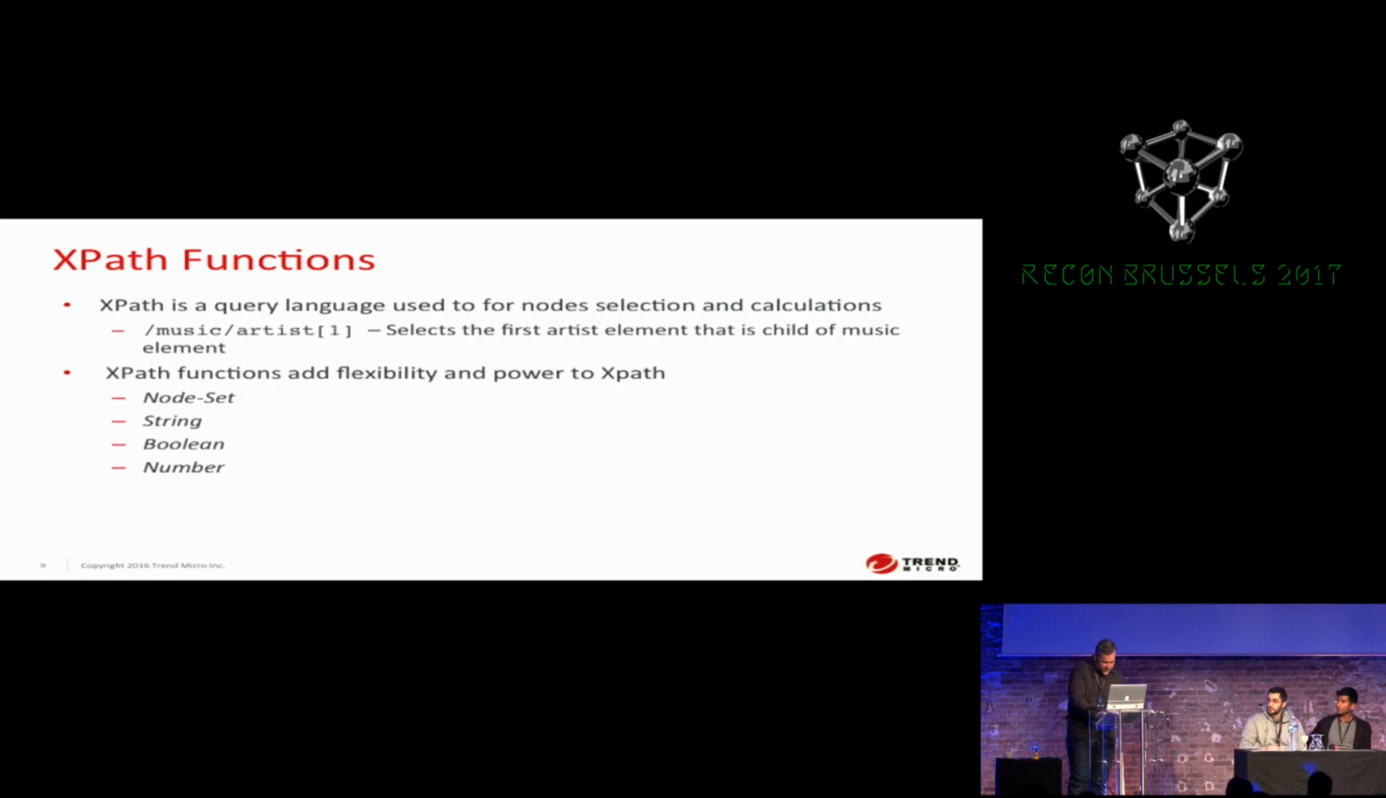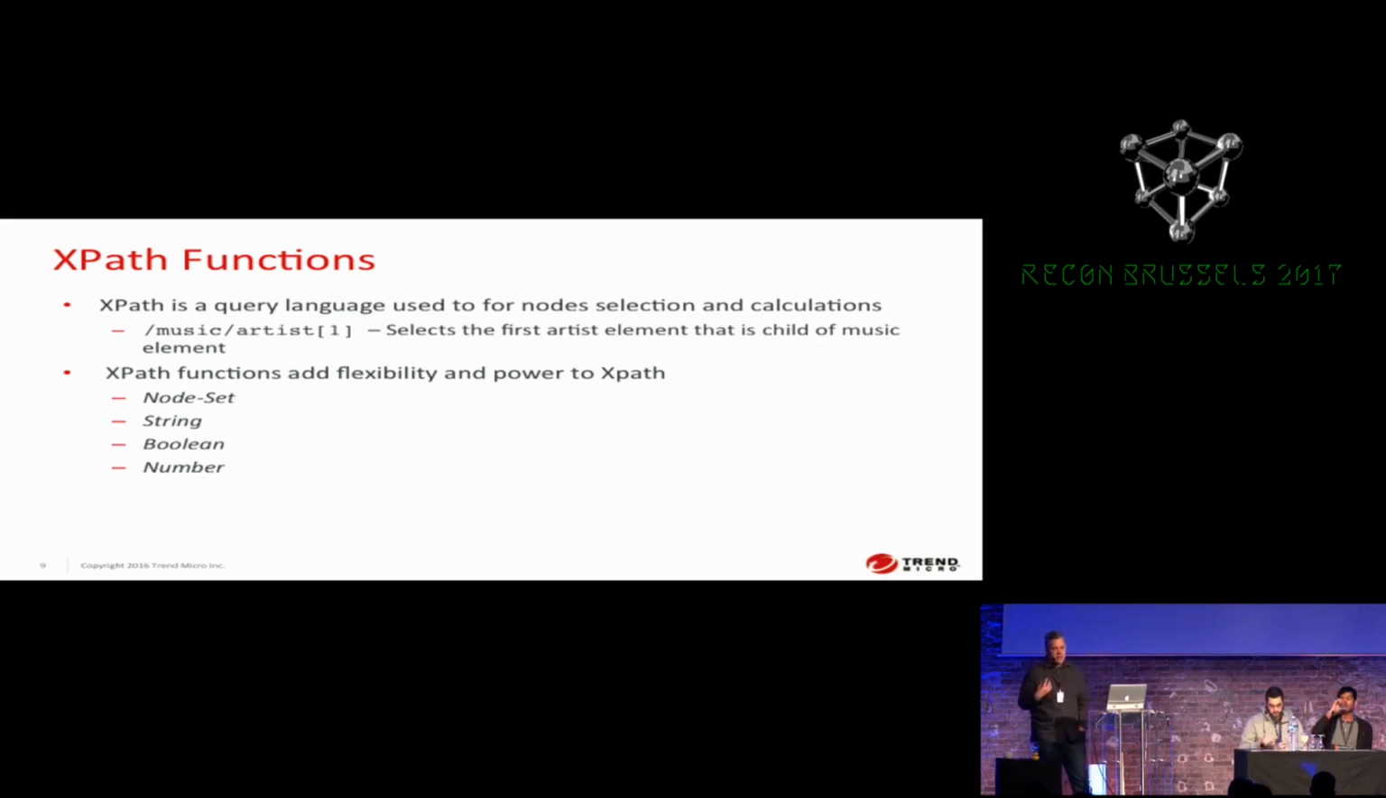To also understand the XSLT format, you need to understand how XPath works, because XPath is used to query the XML document, to select nodes, and perform calculations on the data that's coming in as it's going to be transformed. I put an XPath on the screen here: /music/artist[1]. This is going to select the first artist element that is a child of a music element in an XML document and then allow processing to be performed on it.